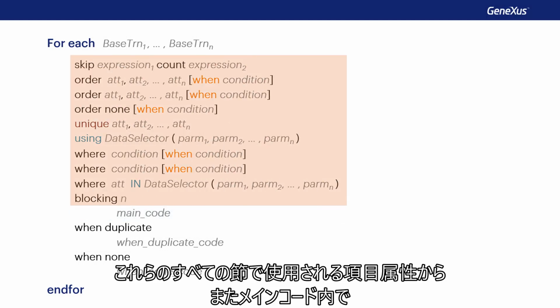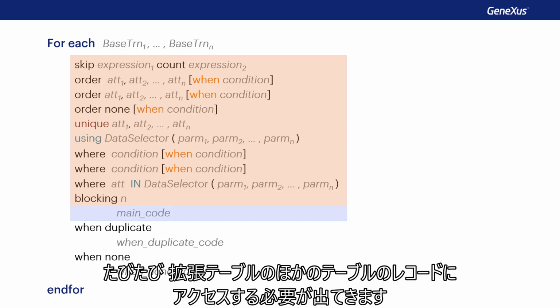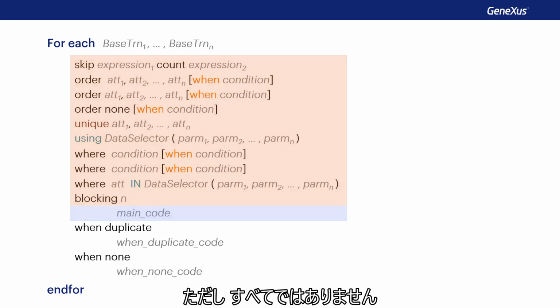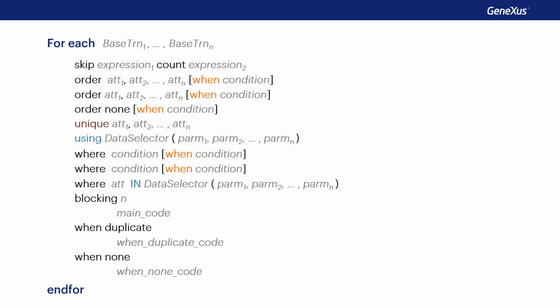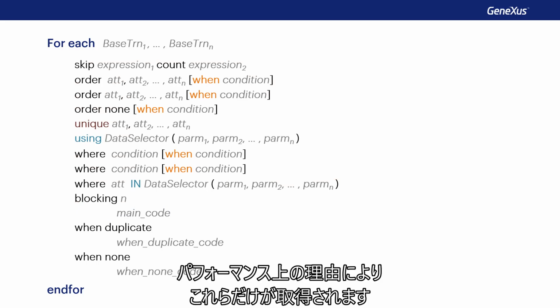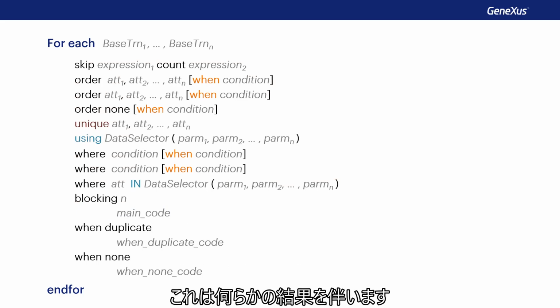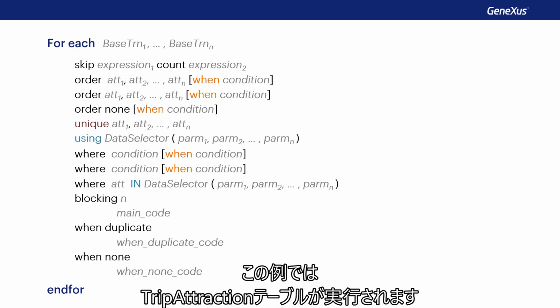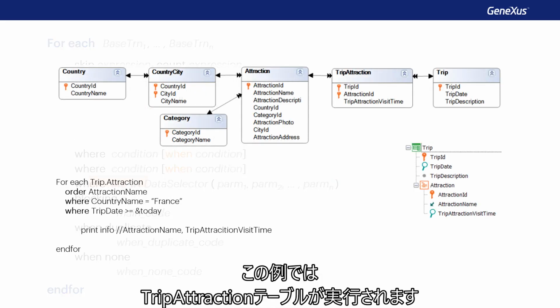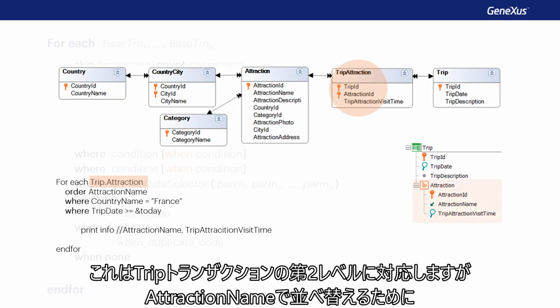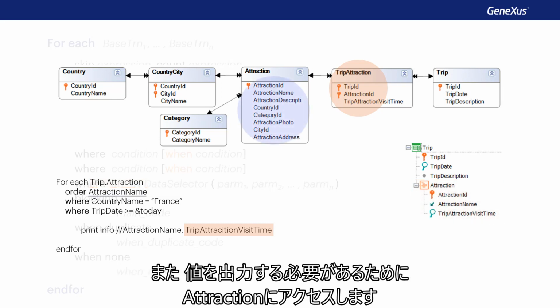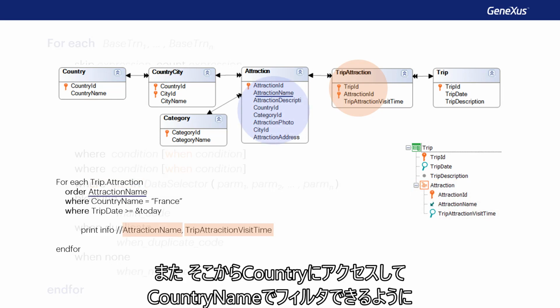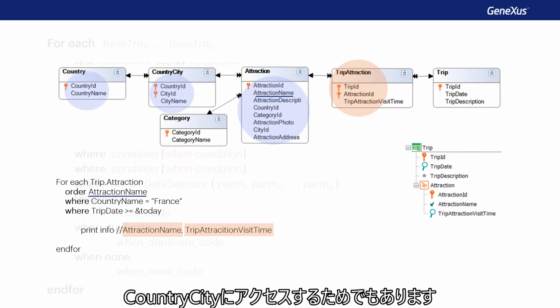From the attributes used in all these clauses, as well as within the main code, it's often necessary to access records from other tables of the extended table, but not all of them. For performance reasons, only those will be retrieved, and this has some consequences. In this example, the trip attraction table will be run. It corresponds to the second level of the trip transaction, but attraction will be accessed to sort by attraction name, and because its value has to be printed in the output. Also, because from there, country city will be accessed in order to access country to be able to filter by country name.